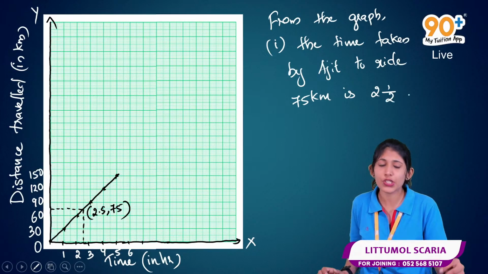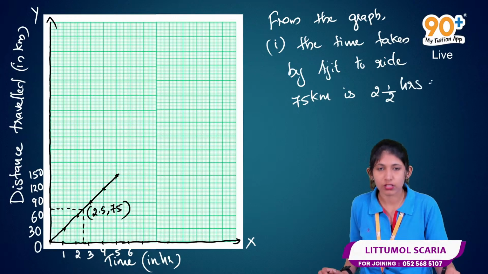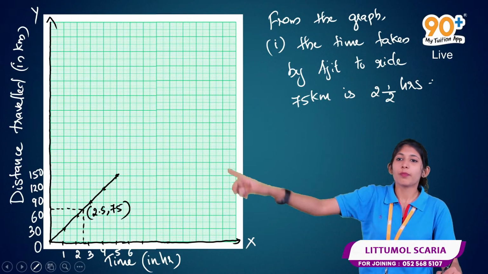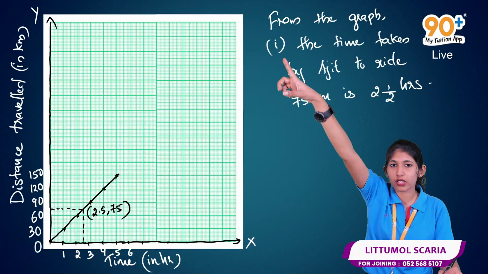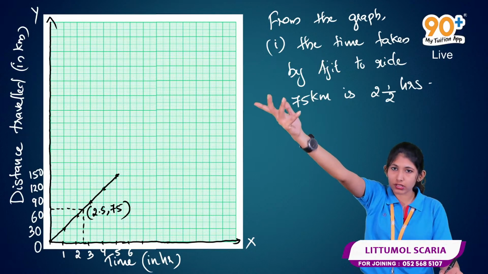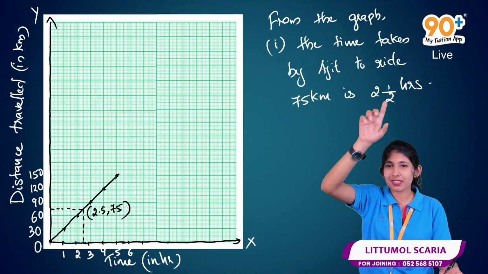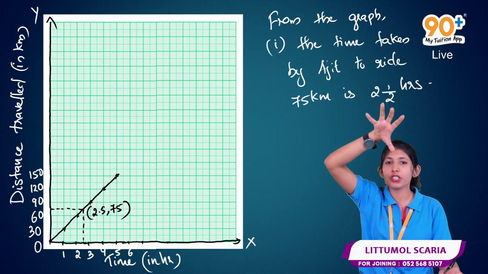2.5, or you can write 2.5 hours. Okay, so what are the things? Mark it on the graph. Also write it with the question number given in the question paper. Yes, 2 hours 13 minutes is also fine, but it's more preferable to write it in hours.